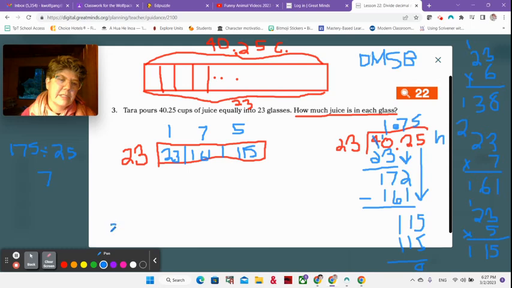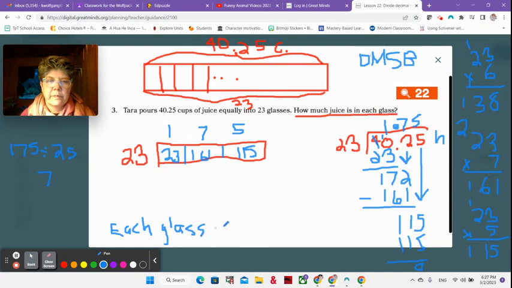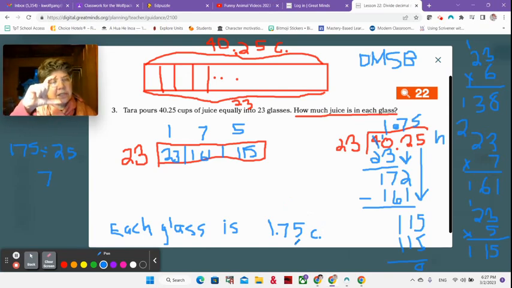So I'm going to write my sentence. You're writing along with me. Everything that I put on this screen, you're going to have in your book, right? Each glass is 1 75 hundredths cup. Okay, 1 75 hundredths cup. So almost 2 cups in each glass. So kind of a tall glass because 8 ounces is 1 cup.